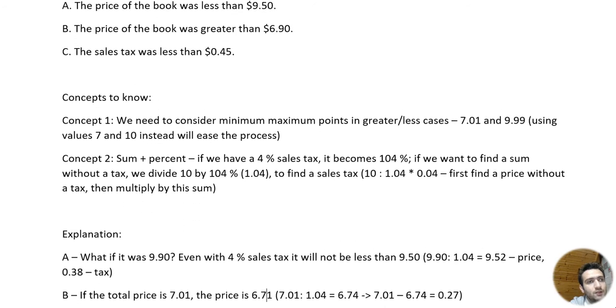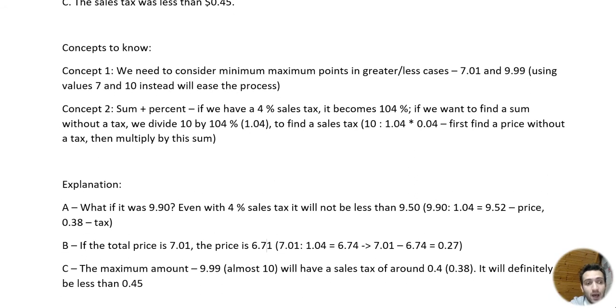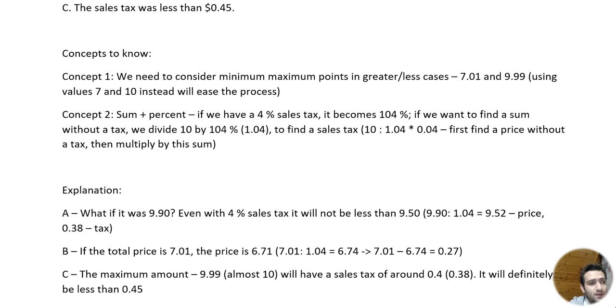It will be less than 6.90, and you see that this is not correct as well. And we have the C variant, which probably should be the correct one, because at least one of the three statements should be correct if we talk about GRE, but for GMAT there may be an option that none of them is correct. So the sales tax was less than 0.45. You can see this. The maximum amount is 9.99. By the way, if we talk about less, we need to consider maximums. If we talk about greater, we need to consider minimums.